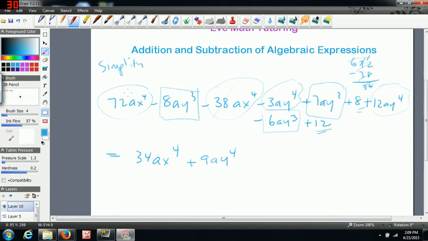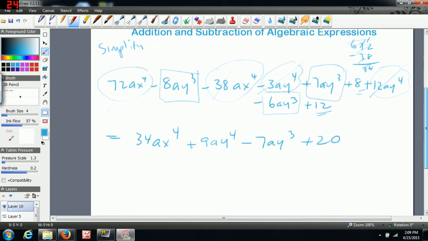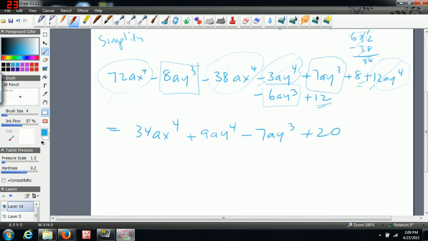And you can even cross them out, if that helps you simplify once you're done adding them up. So then you have negative 8ay^3 plus 7ay^3, so that's negative 1ay^3, minus 6, so that's negative 7ay^3. And then you would just add up your numbers, so that would be 20. Okay, so that's how you would simplify something like that.